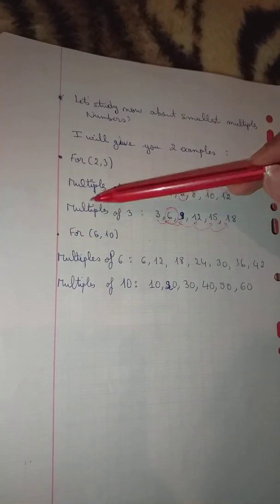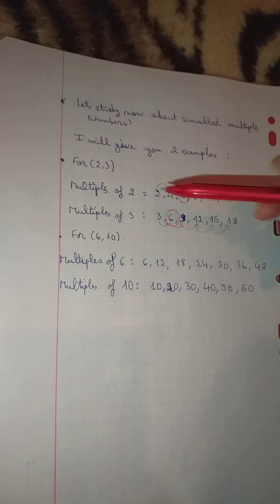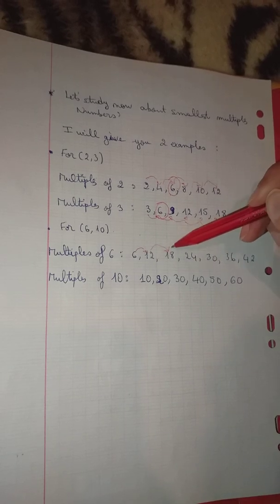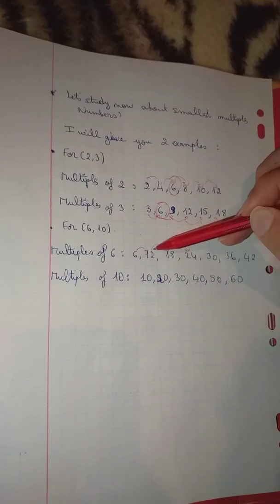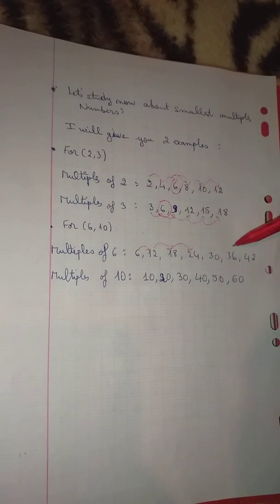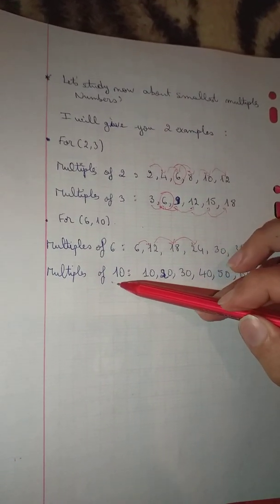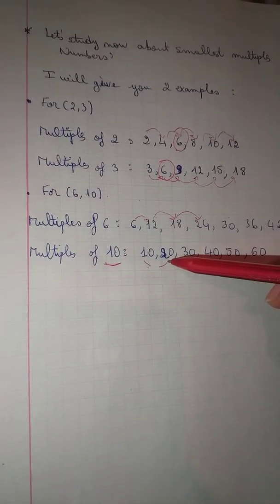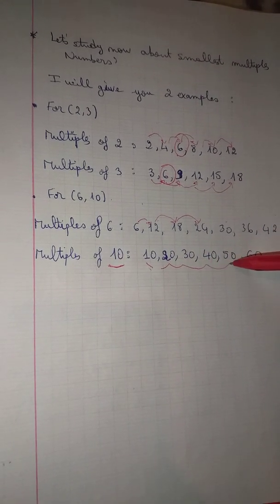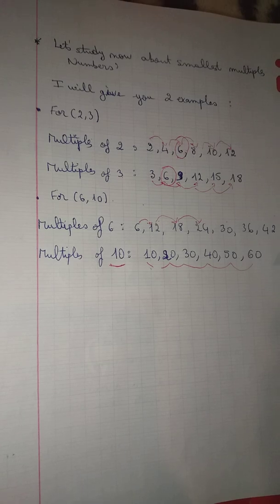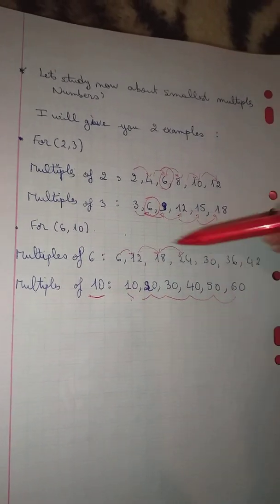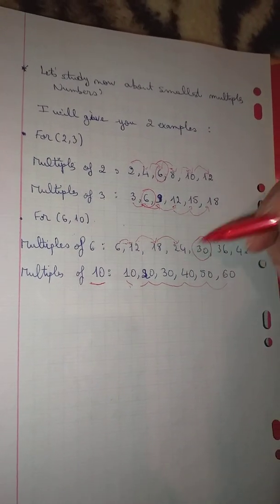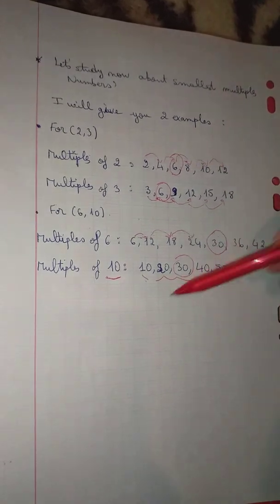And here, let's take another example, the multiples of 6 and 10. The multiples of 6 are 6, 12, and it will rise by 6. So you have 6 here, plus 6, plus 6, plus 6, and so on. And now the multiples of 10. It's 10, and it will rise by 10 more, 10 more, and so on. So the smallest number that is in common between the multiples of 6 and 10 in this example is 30. So we will go like that.